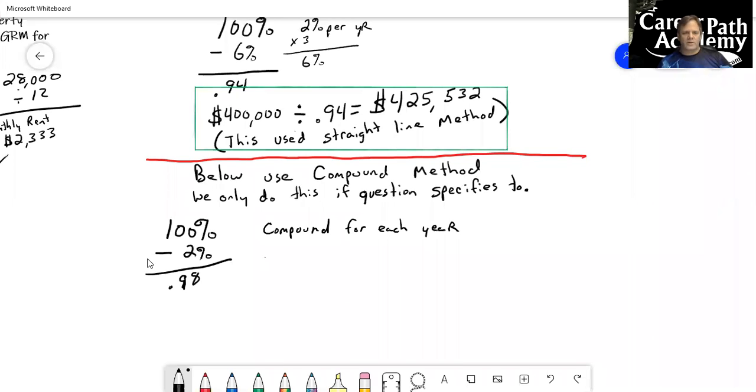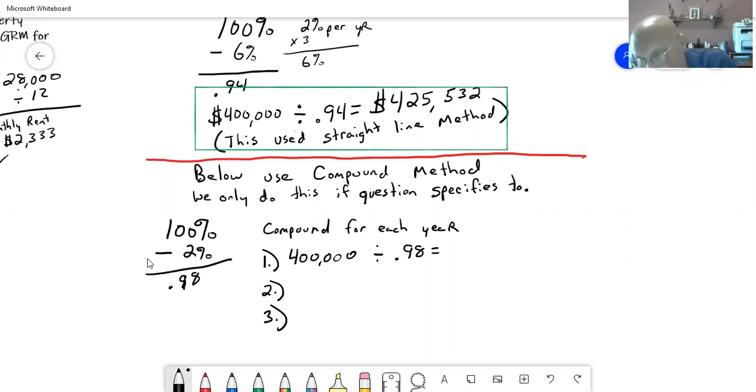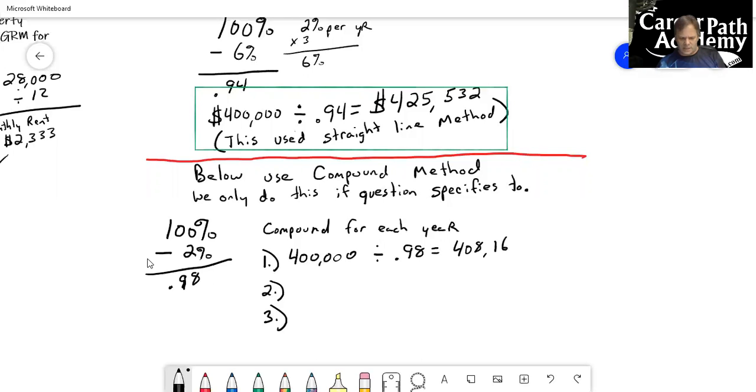So year 1, year 2, year 3. It's just additional math problems. We know the property right now is $400,000. We're still trying to figure out a value in the past, so we're going to divide by 0.98. So in year 1, it's 400,000 divided by 98%. That gives us 408,163 and change, 27 cents, because it's less than 5.